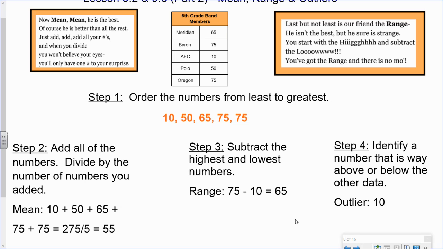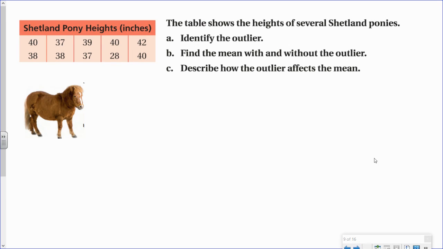I'm going to show you another example. This one is taken directly out of your textbook on page 399. And this one, I'll show you exactly why the outlier affects the mean. So if you looked in page 399, this is the problem you would see. It's about Shetland ponies and how tall they are. And the problem says, the table shows the heights of several Shetland ponies. Part A, identify the outlier. Part B, find the mean with and then without the outlier. And then part C says, describe how that outlier is affecting the mean.